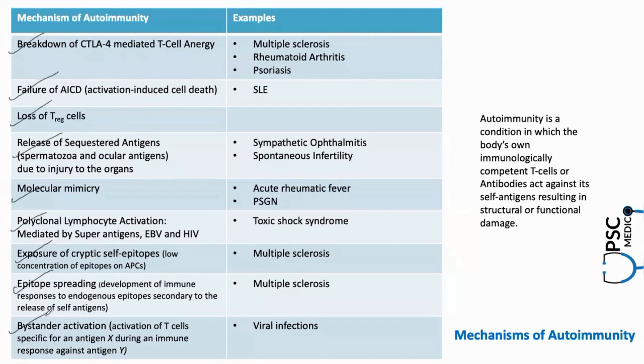So what is autoimmunity? You have clarity, but to write it in words, autoimmunity is a condition in which the body's own immunologically competent T cells or antibodies act against its self antigens, resulting in both structural or functional damage. So this is autoimmunity.